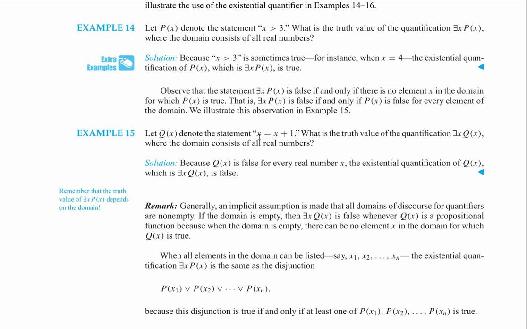No. So you could try maybe 0. Is 0 equal to 0 plus 1? No. If you add 1, you're always getting a different number. So q of x is always false. Okay, so there exists x so that q of x is false. There's no solution here, so there does not exist any real number so that x is equal to x plus 1.